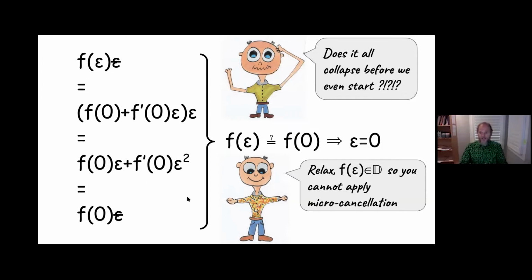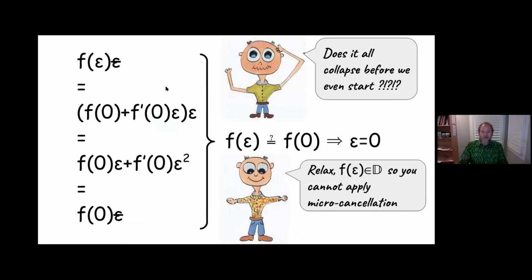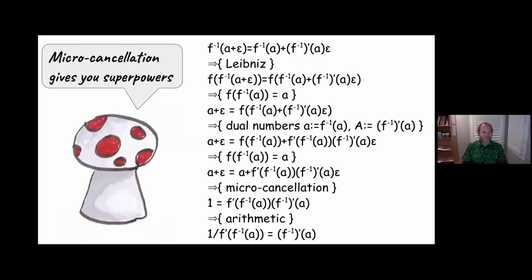So that's not so smart. But, oh, let me go back here. The thing here is that I applied micro cancellation to a value of type double and not to a real number. So the type checker will tell you that this is bad. So we don't have to worry here.